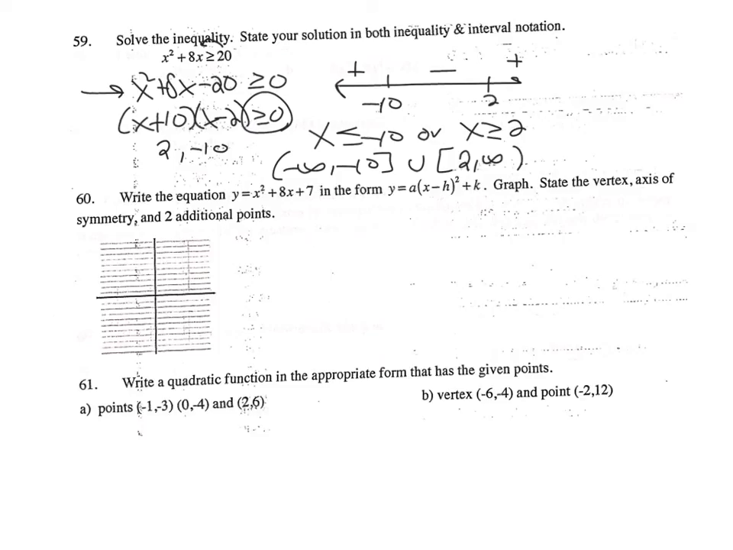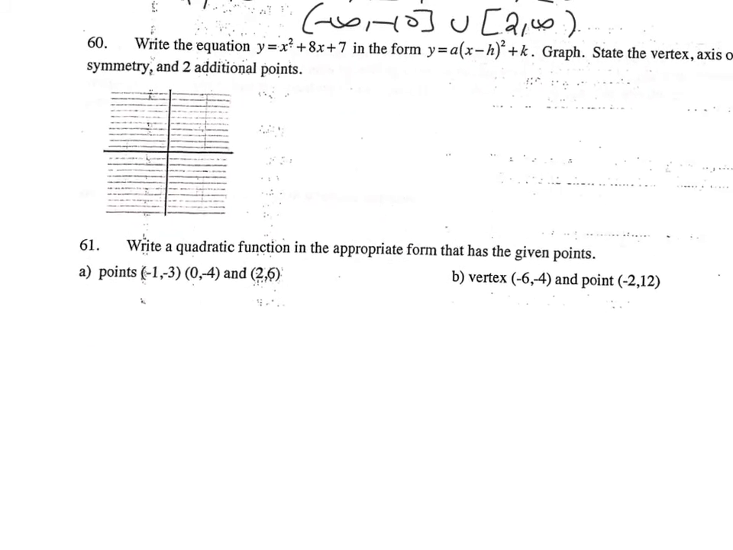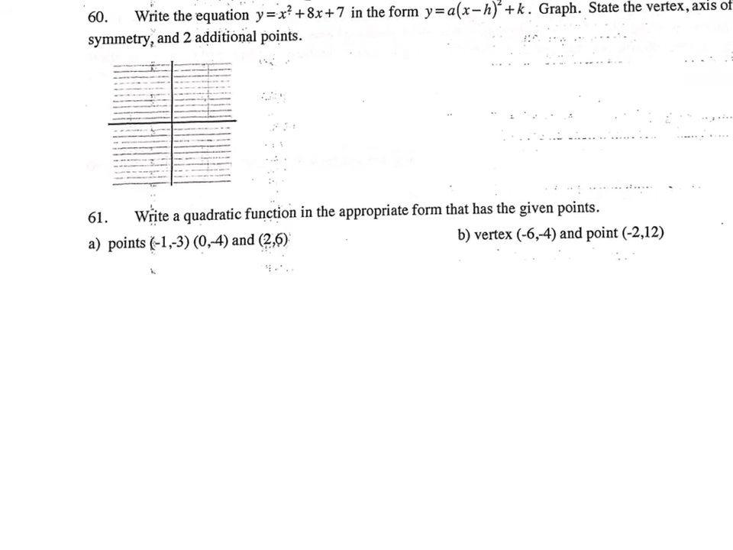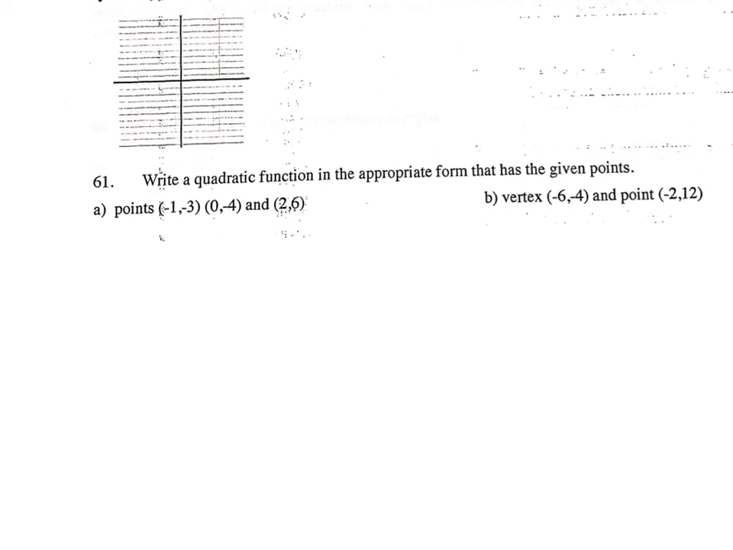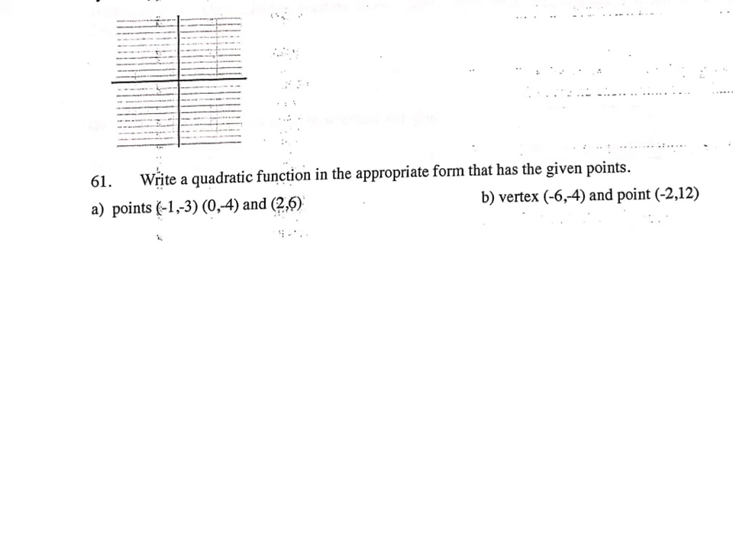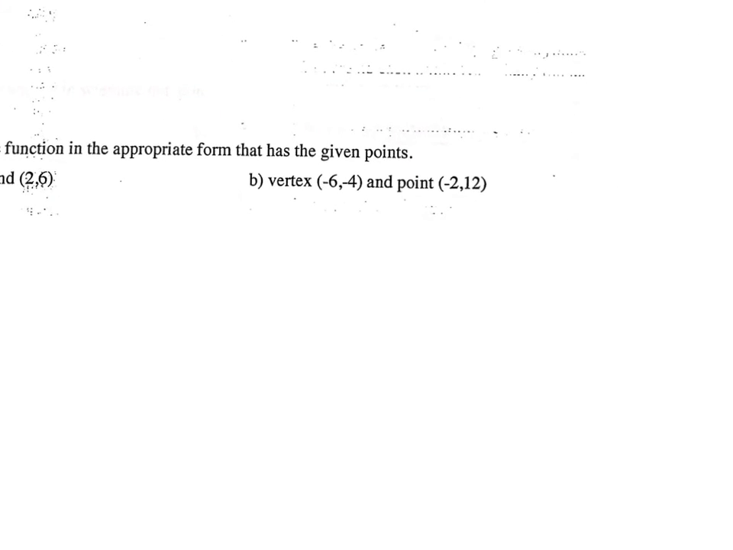Number 60, write that in a form. We've done that already, one like that. Write the quadratic function in appropriate form for the given points. All right, let's go to part B first. I may come back to the other one, since this video may be lasting too long. This one says the vertex is negative 6, 4.